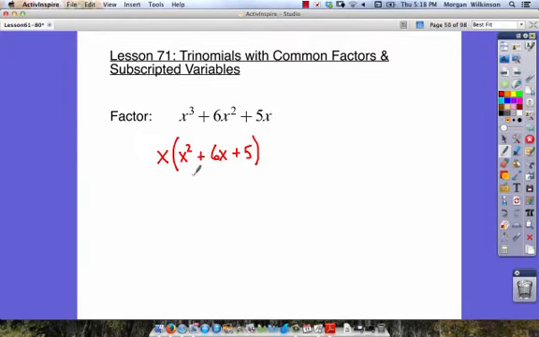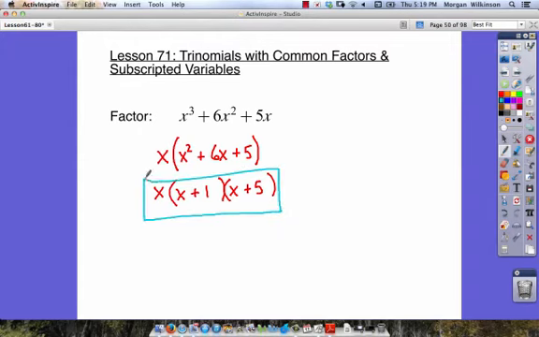This is fantastic, but we still need to continue to factor, because we can break down this trinomial into two binomials. So what multiplies to 5 and adds to 6? In order to do that, we've got our x in front. We're going to set up two binomials. We know x times x is going to give us x squared. And then 5 plus 1 is 6, and 5 times 1 is 5. So we're going to get x plus 1 and x plus 5. And we've got our final answer. We factored this trinomial completely. And we did it by factoring our common factor first, and then factoring the leftover trinomial into two binomials.